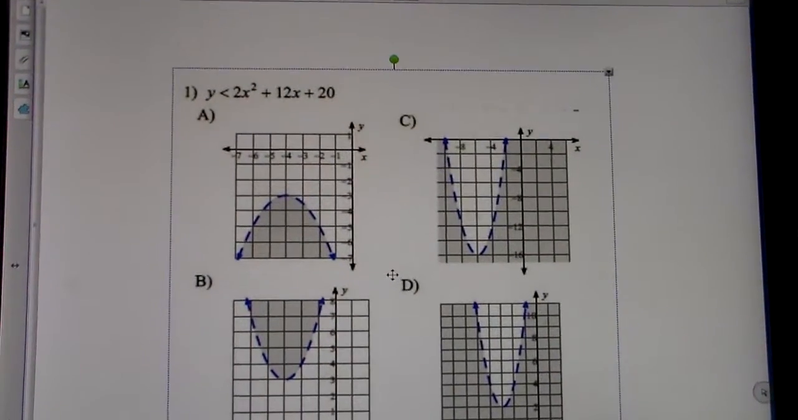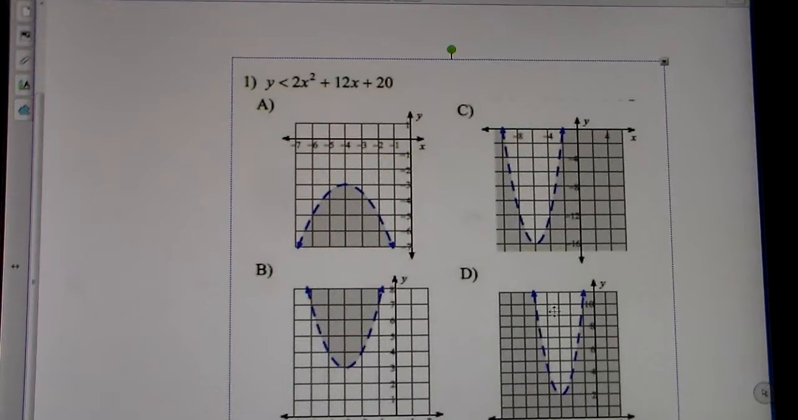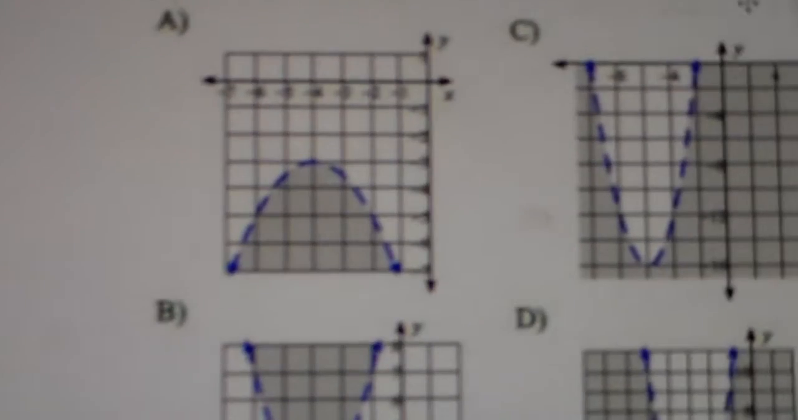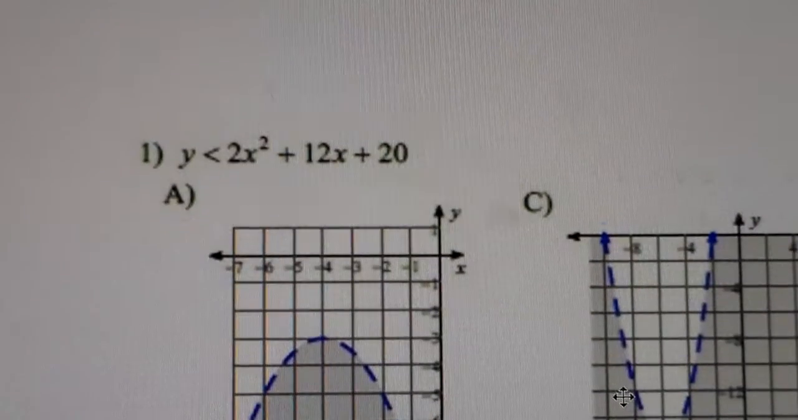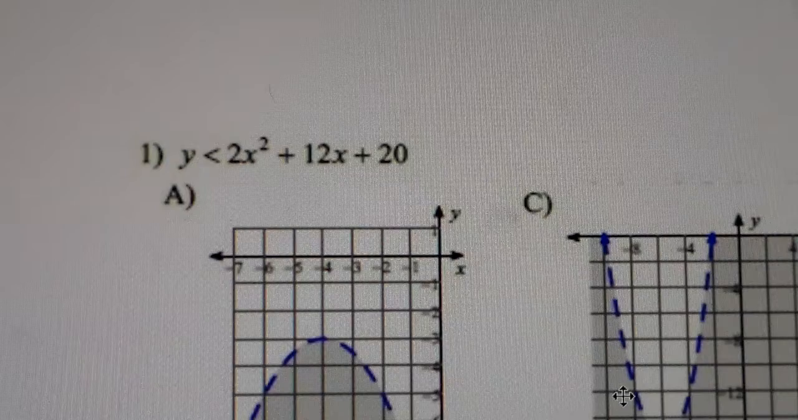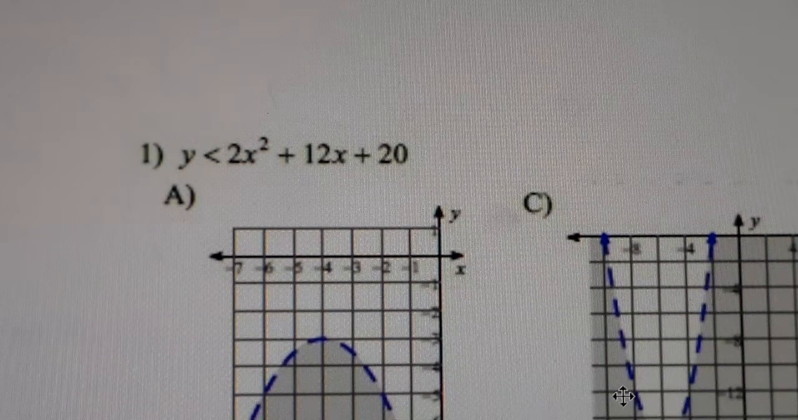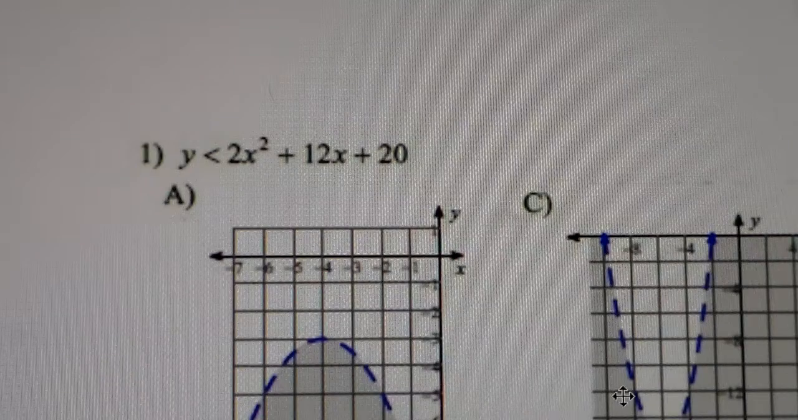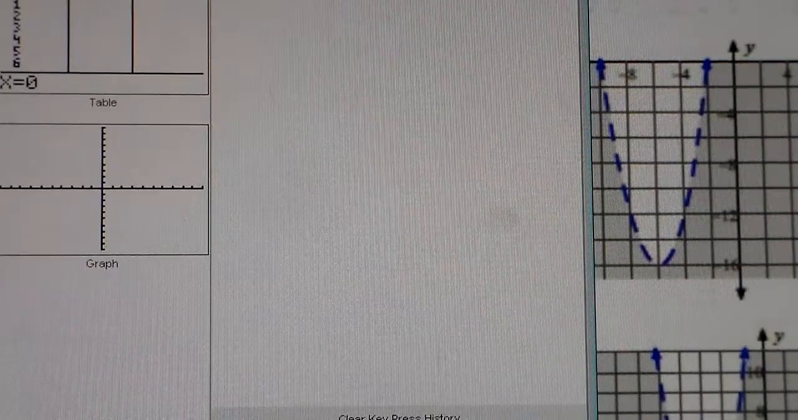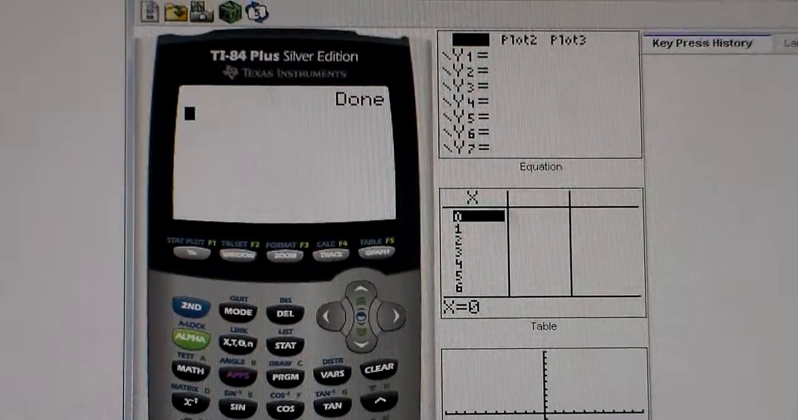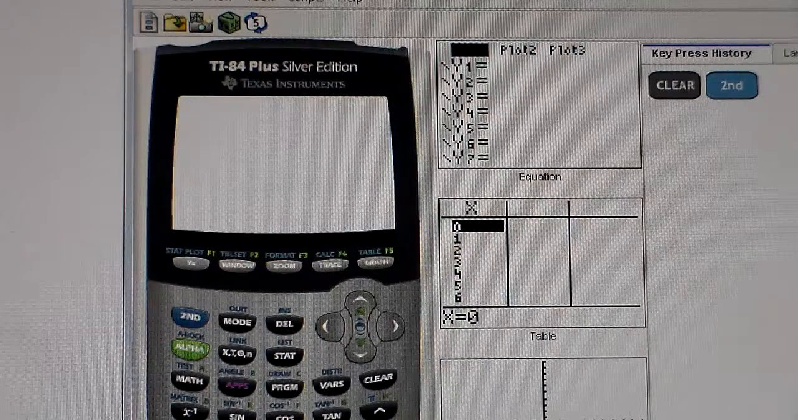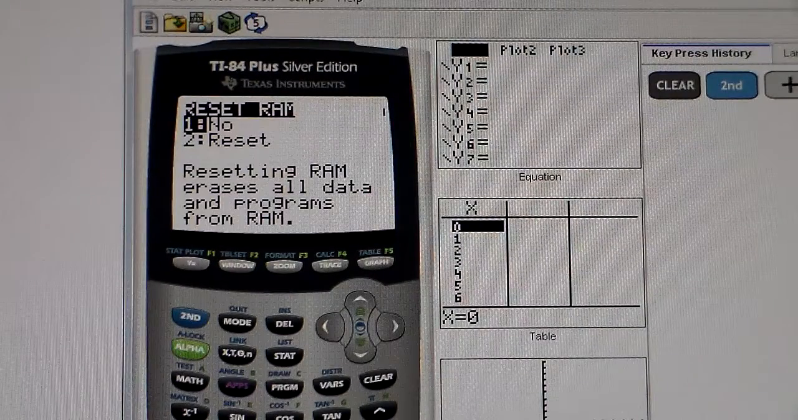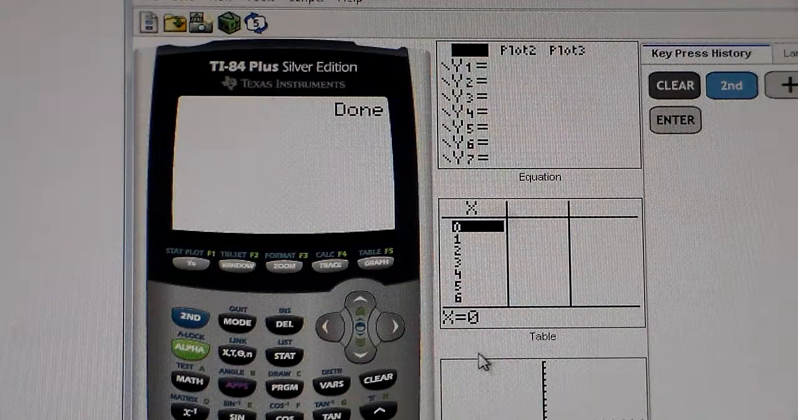The problem is y is less than 2x squared plus 12x plus 20. Well, we're first going to type that into our graphing calculator. So we bring up our graphing calculator. We turn it on. We want to make sure first that it is clear. And how we do that, we hit second, plus sign, 7, 1, 2, enter. And we're going to clear the calculator.